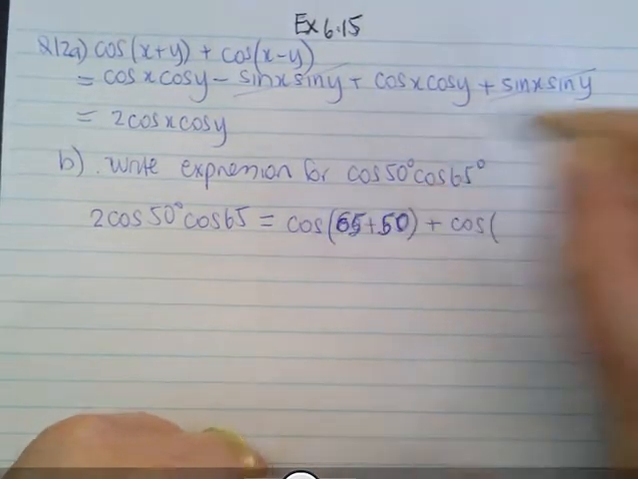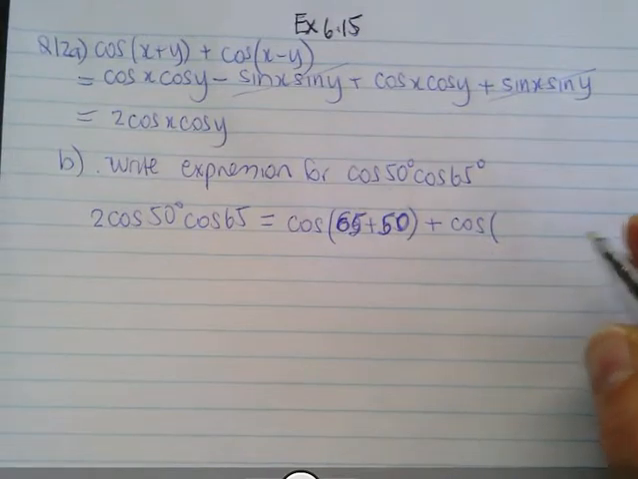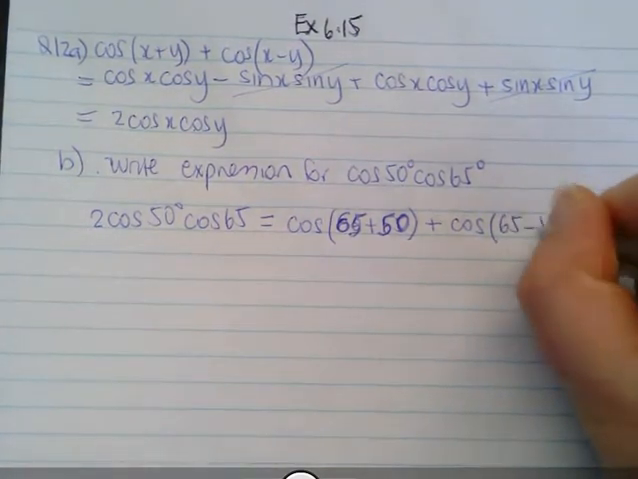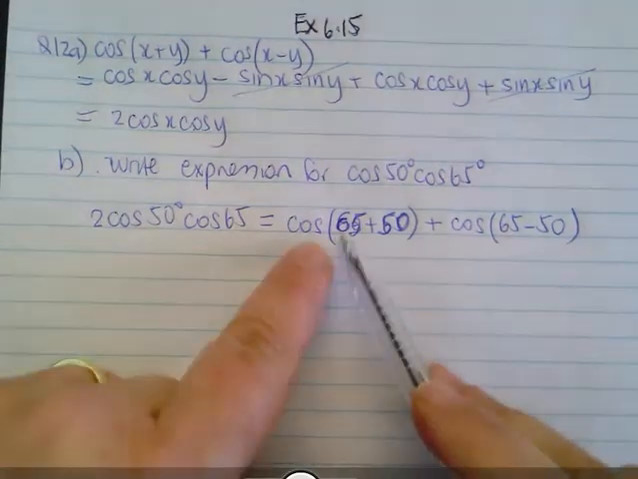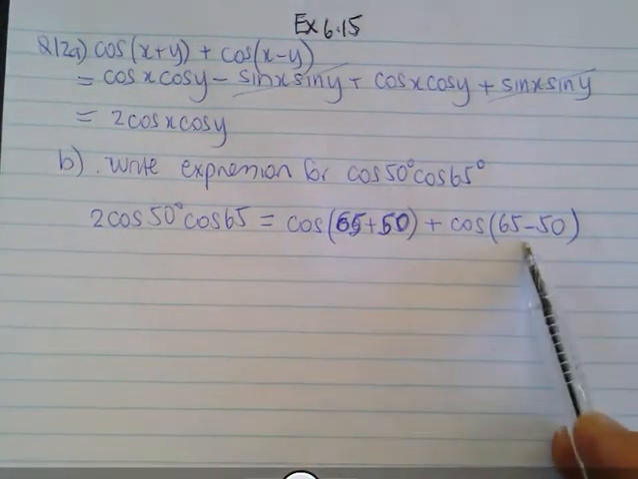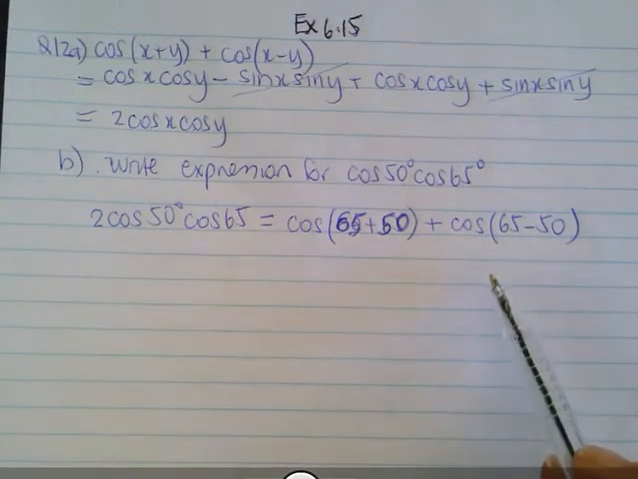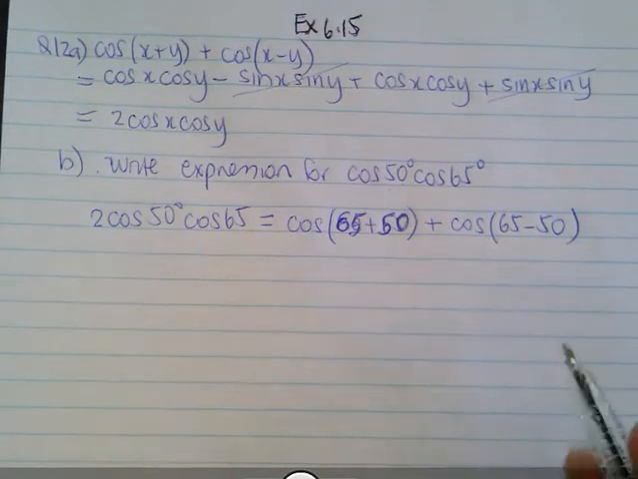Well, it wouldn't matter. You know why? Because cos of negative 15 equals cos of 15 anyway. And cos of 65 minus 50. So let's say I did go 50 plus 65, 50 minus 65. I'd get cos of negative 15 here, which is the same as cos of 15, because in quadrant 4, cos of negative 15 equals cos 15.